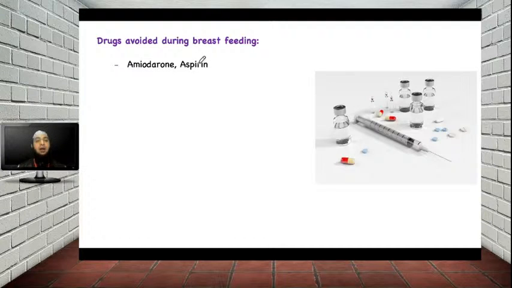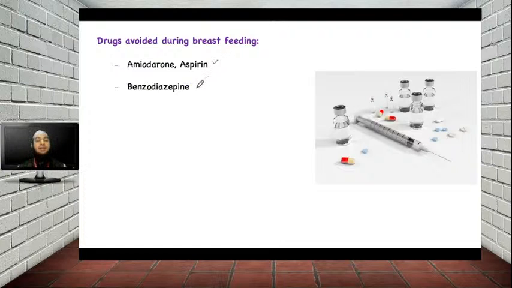Drugs like amiodarone and aspirin. Amiodarone is generally used in hypertension and also in arrhythmia. Aspirin you use for many purposes, like as an anticoagulant, and you use it as an NSAID. For aspirin, many alternatives are available, right? So it depends on the health of the mother. You can decide whether to continue the drug treatment or to stop feeding milk to the child. So, amiodarone and aspirin.